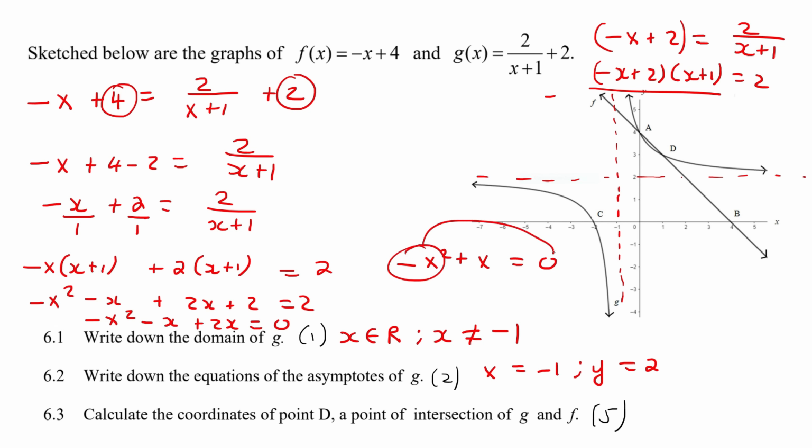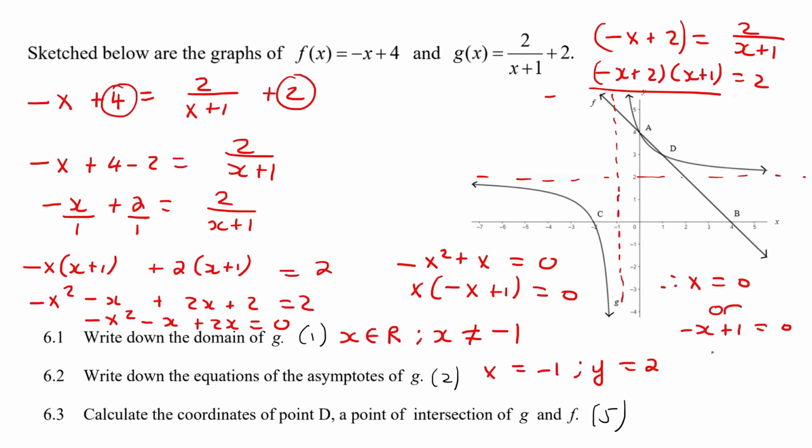Don't take this to the other side and then divide with x. We don't want to divide with variables. Rather take out an x as a common factor. You're then left with minus x plus 1. And so then you can say, therefore, x must be 0 because of this one, or minus x plus 1 must be equal to 0, which means x would then be 1. So x is either 0 or x is 1.